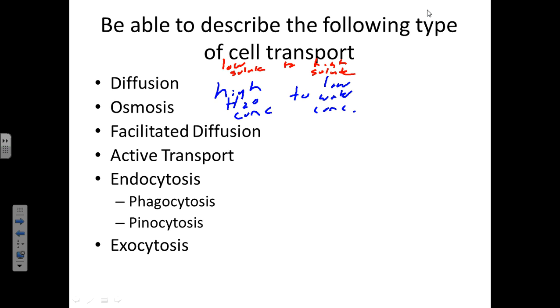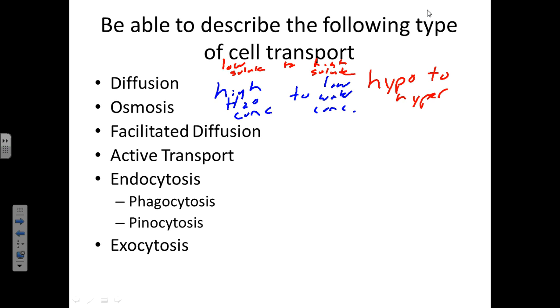Osmosis is the movement of water from high water concentration to low water concentration. Another way of defining that is to say it's the movement of water from low solute concentration to high solute concentration. And yet a third way to define it, which was a question on your quiz, is when water moves from what? Hypotonic to hypertonic. All 3 of those definitions say the same thing. They say it in slightly different ways. They all mean the same thing.